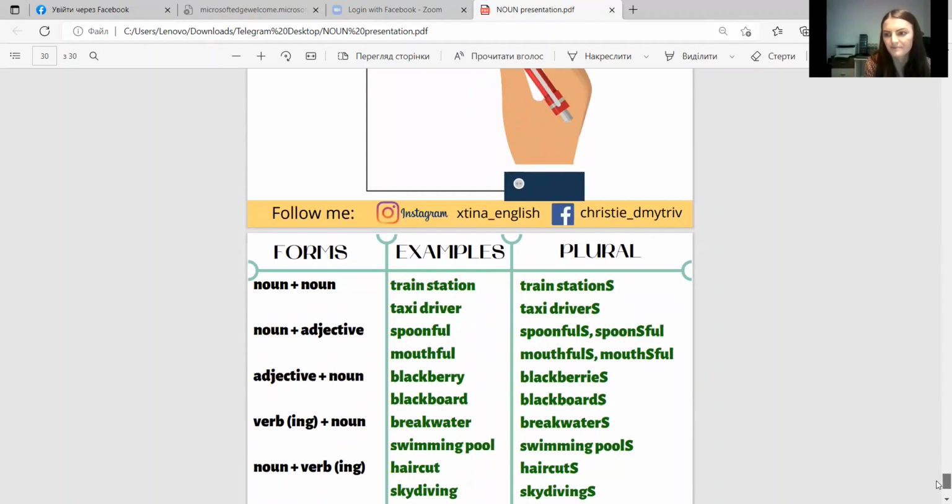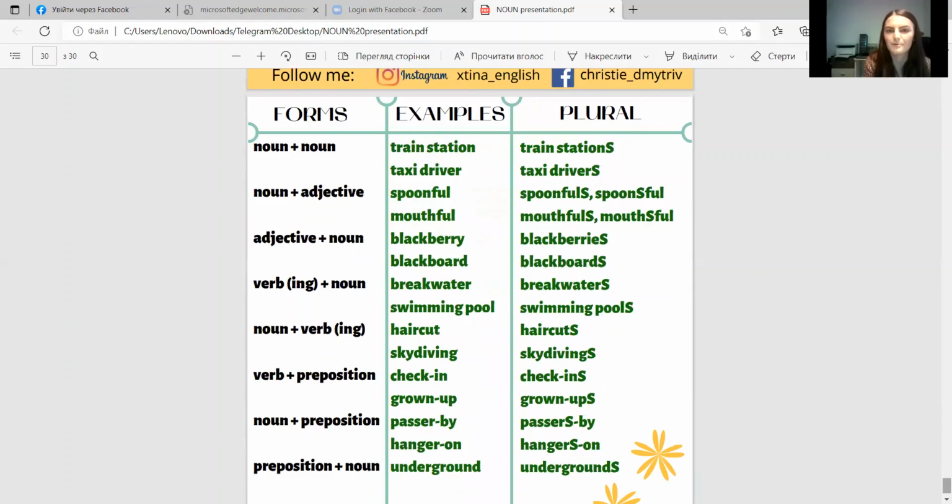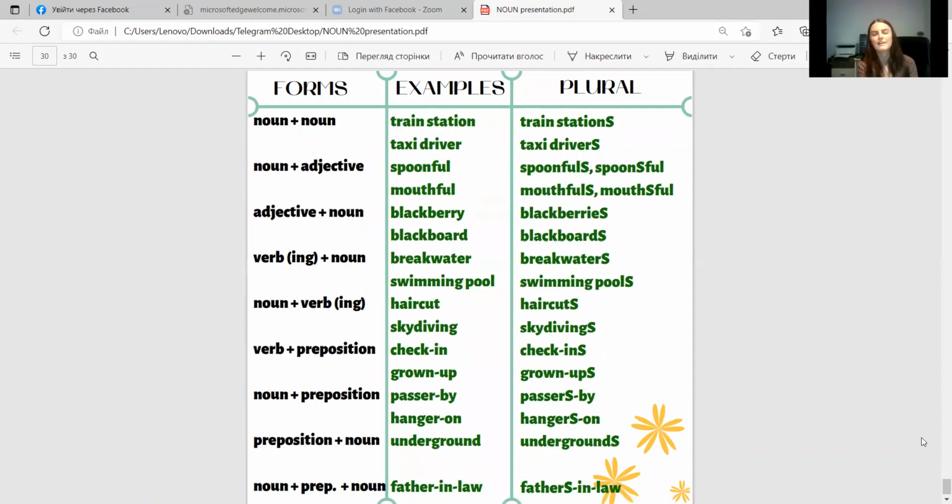that can be used to form nouns, but again, I will provide you some pictures. Here, I want to draw your attention to another thing. When you have some compound nouns, збірні іменники, не збірні, а складені, так, оці складні іменники, it means they consist of two words, and in the last column, you can see how to form plural here. For example, when you have two nouns like train station, or taxi driver, so both words are nouns, you put this ending s at the end, stations, drivers.